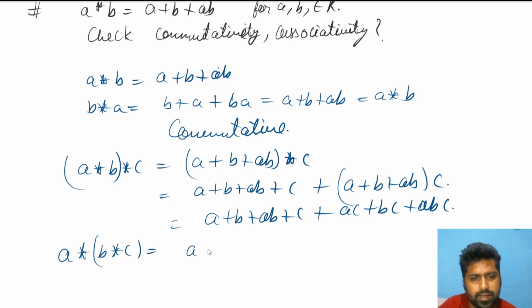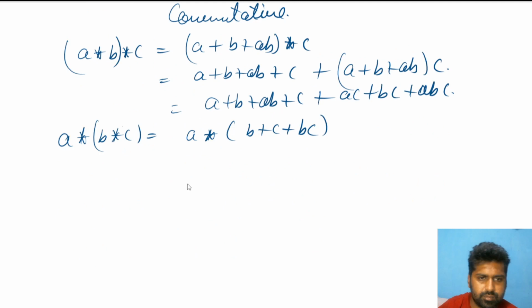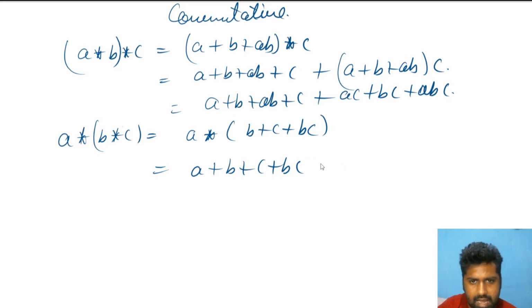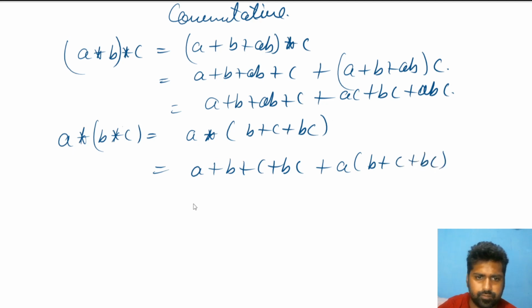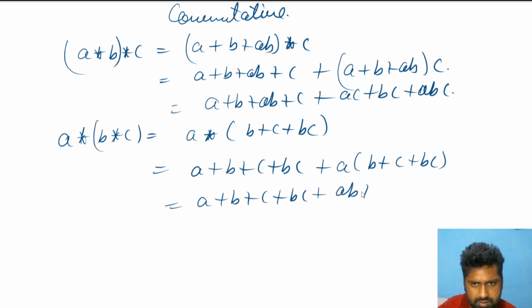So A star B star C will be: add them, B plus C, and then add the product BC. And again, same thing, add the elements, so A plus B plus C plus BC and their product, so A multiplied by B plus C plus BC, so A plus B plus C plus BC plus AB plus AC plus ABC.